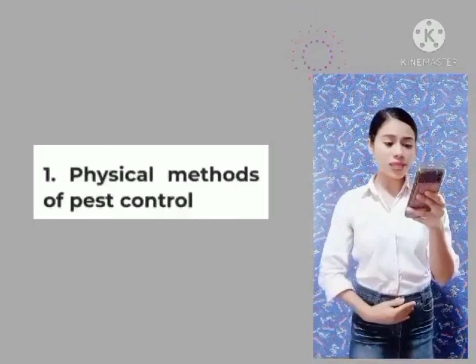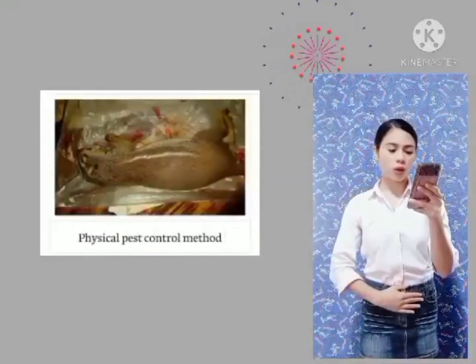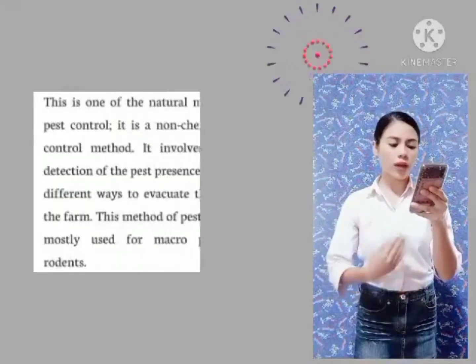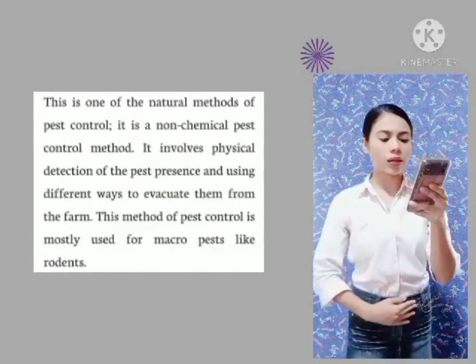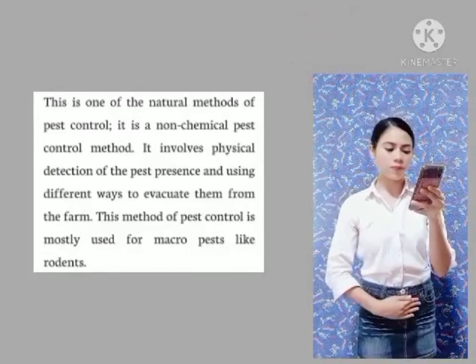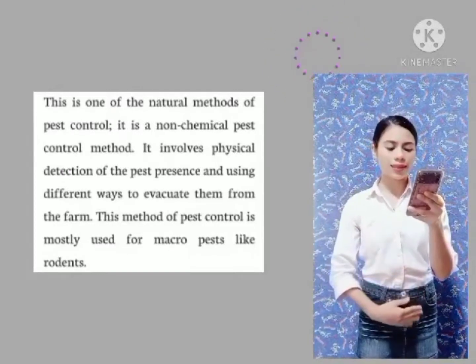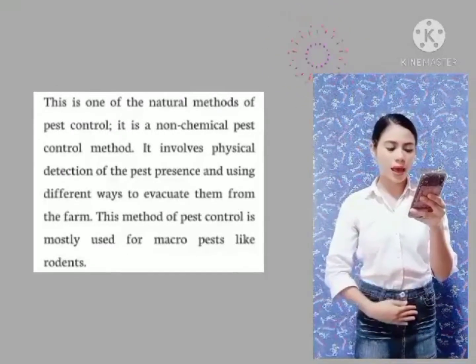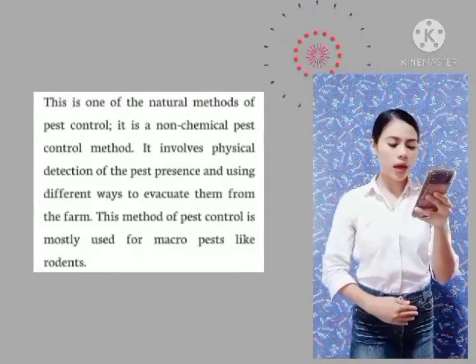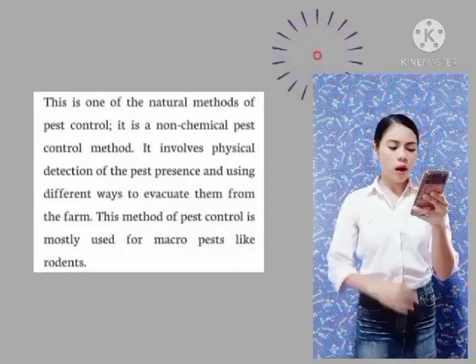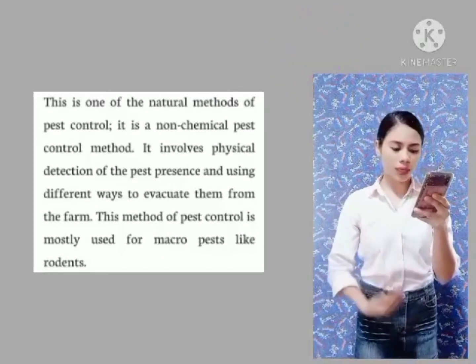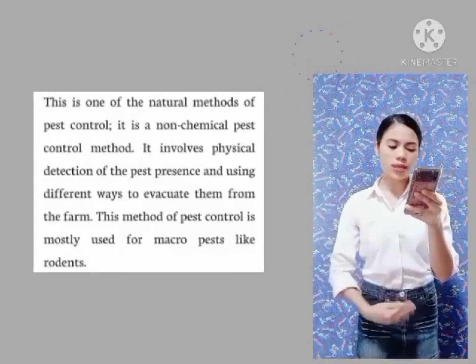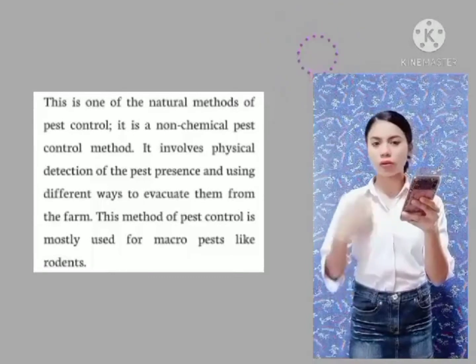So, physical methods of pest control. This is one of the natural methods of pest control. It is a non-chemical pest control method. It involves physical detection of the pest presence and using different ways to evacuate them from the farm. This method of pest control is mostly used for macropests like rodents.